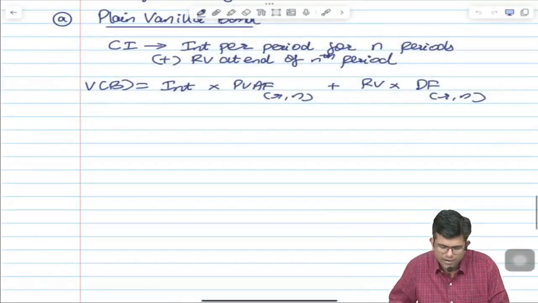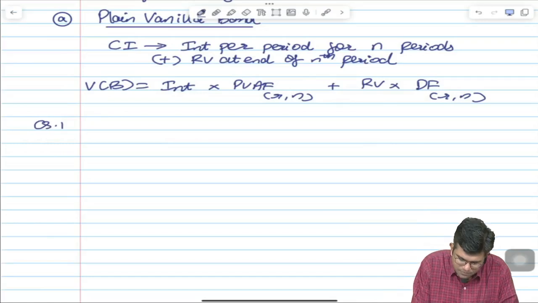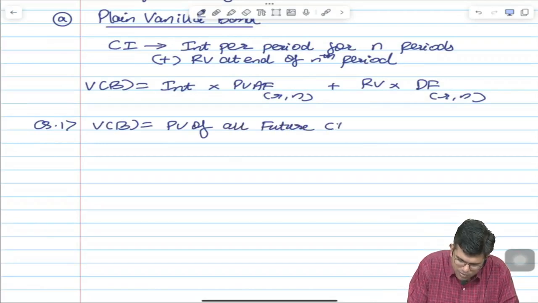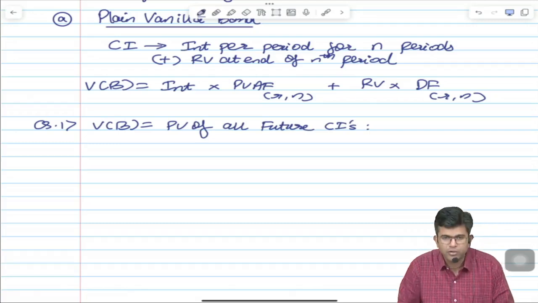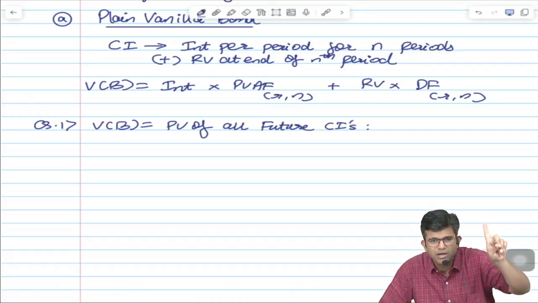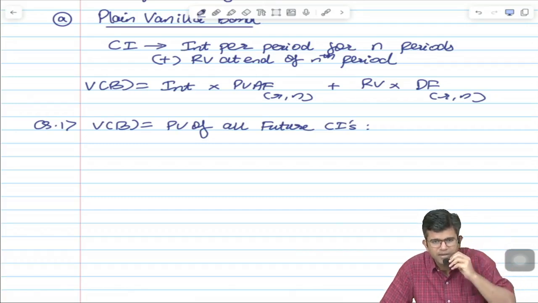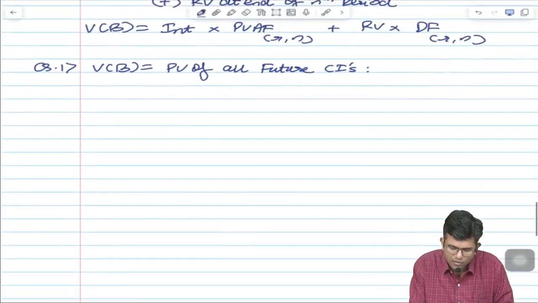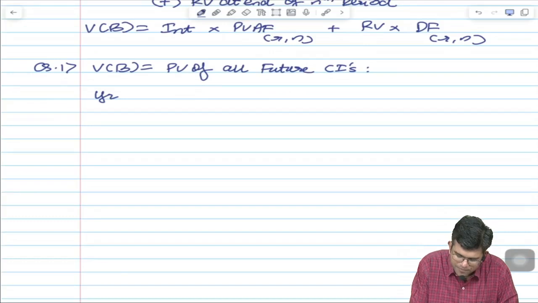Students, how do I find value of bond? V(B). What is the theme? Present value of all future cash inflows. Do you agree? V(B) is equal to PV of CI. Now we wrote it earlier. V(B) equal to PV of CI. How to make table? Year, cash inflow.